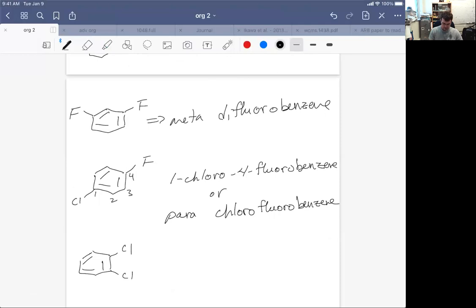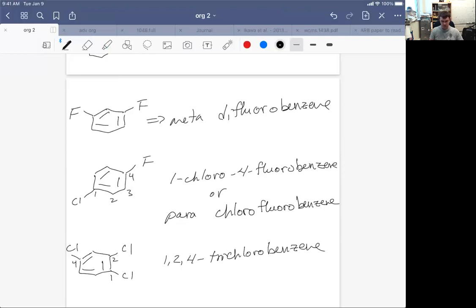So let's say we've got chlorine, chlorine, chlorine. What we have to do is assign the numbers so that we have the lowest sum total possible of the numbers. We go 1, 2, 3, 4 for our numbering scheme. We can't use ortho-meta-para here in our IUPAC name because we now have three substituents. What we could do is say there's a chlorine that's ortho and para to the first chlorine. So this would be 1,2,4-trichlorobenzene, and that gives you the lowest numbers possible.